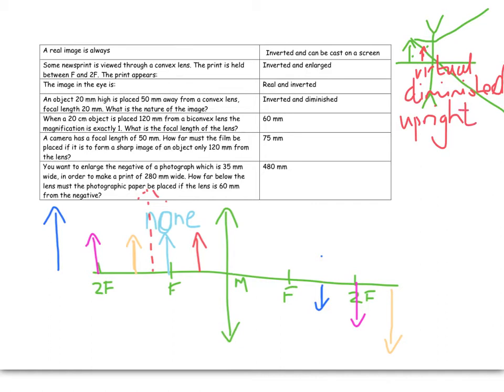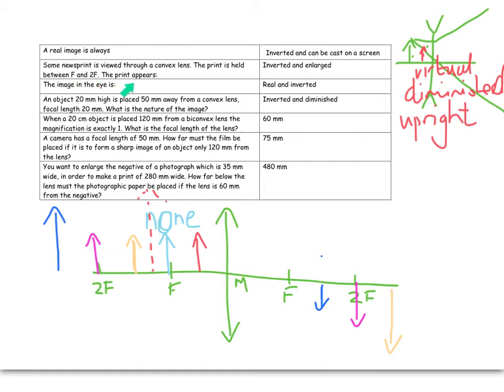Some newsprint is viewed through a convex lens. So this is our convex lens summary. The print is held between F and 2F. So in other words, this peachy colored line. And therefore, the print is held there. What sort of an image do I get? I get an inverted and enlarged image.